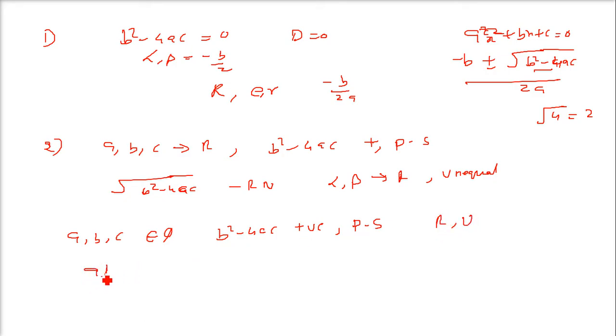Similarly, if a, b, c of this quadratic equation belong to the real numbers, and b square minus 4ac is positive and a perfect square, then the roots will be real and distinct. So this is the second result. Now let us come to the third result.